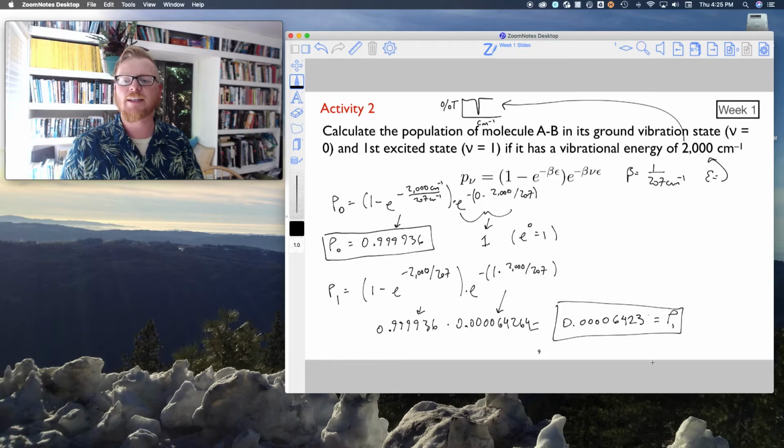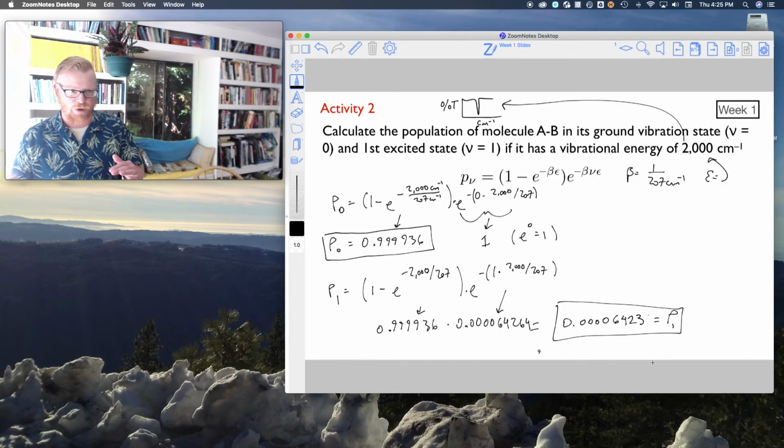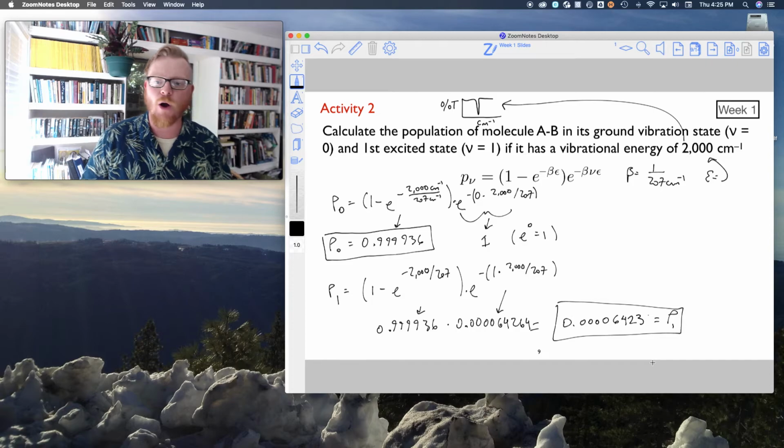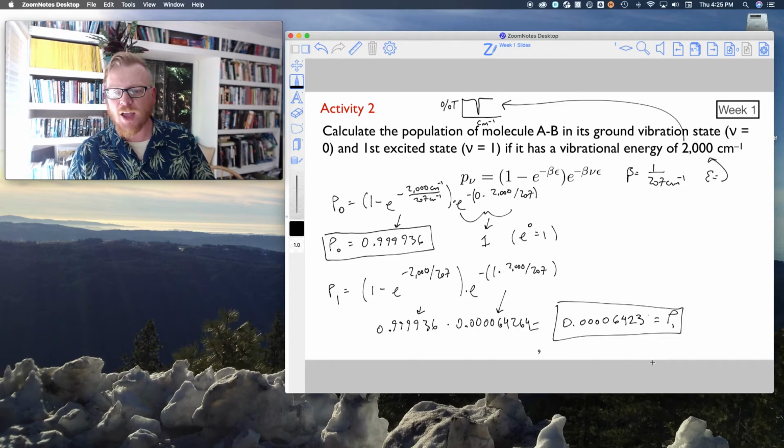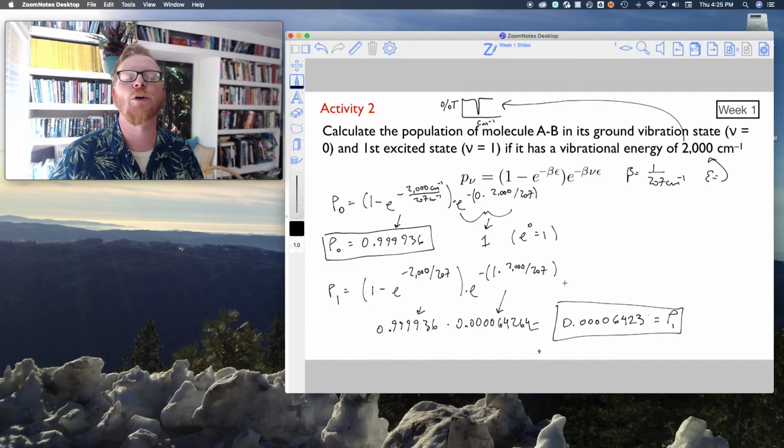Right? So it makes it just slightly different than if we had done 1 minus this value. But all the same, a fraction of a fraction of a fraction of a percent of these molecules are in the second vibrational excited state. So we've just quantitatively proven what we learned from the equipartition theorem last time, and that's the game we're going to play in PChem.